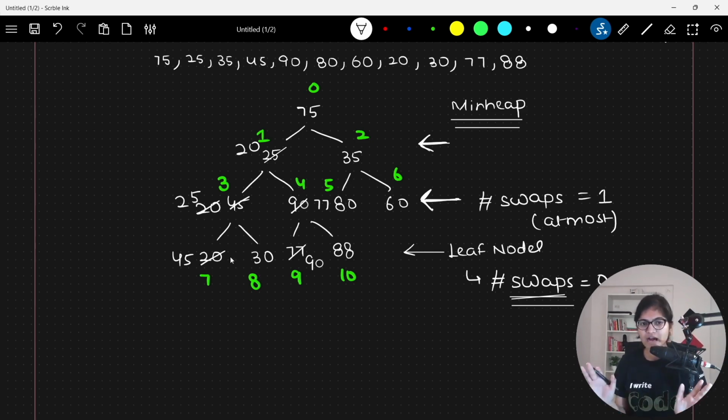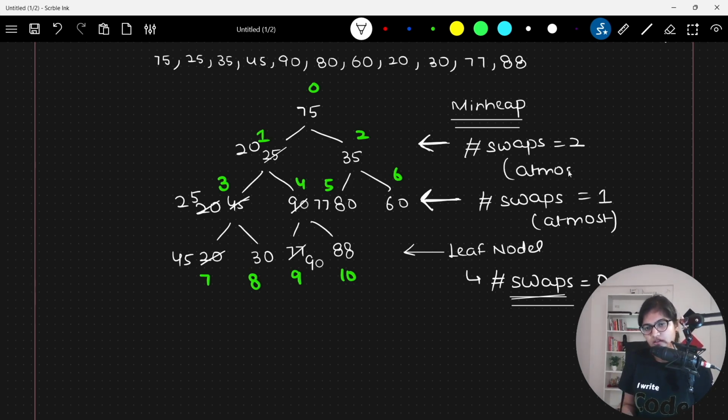Because they are holding, there is no need to do the swap. If they are not holding, at that point of time the swap will be required. So in the worst case scenario, the number of swaps required at the above level will be equal to 2. That is at most. At max, we require 2 swaps in this level, right? Perfectly fine. I believe that everything is making sense.